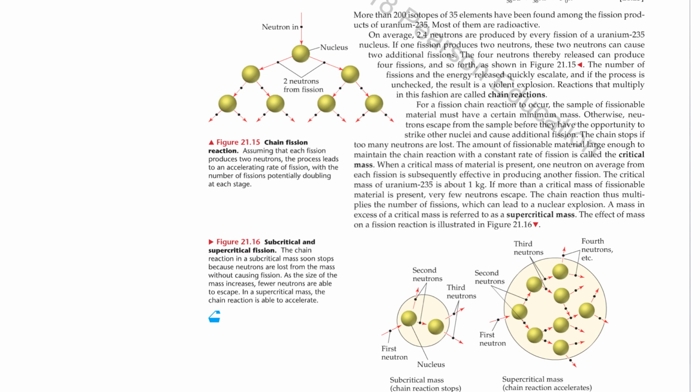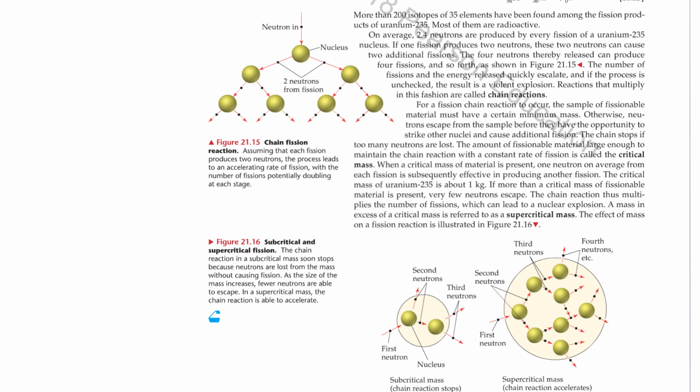For a fission chain reaction to occur, the sample of fissionable material must have a certain minimum mass. Otherwise, neutrons escape from the sample before they have the opportunity to strike other nuclei and cause additional fission. The chain stops if too many neutrons are lost. The amount of fissionable material large enough to maintain the chain reaction with a constant rate of fission is called the critical mass. When a critical mass of material is present, 1 neutron on average from each fission is subsequently effective in producing another fission.